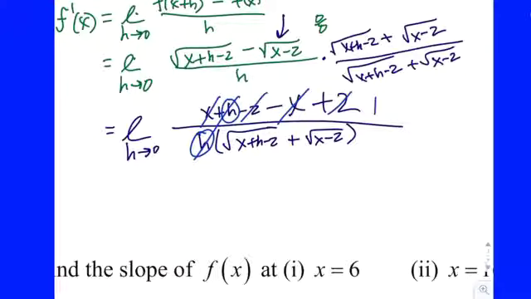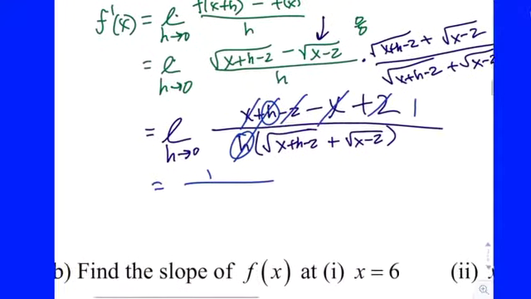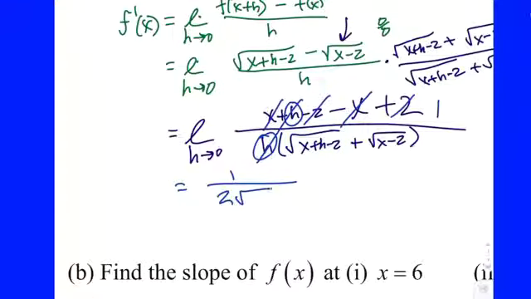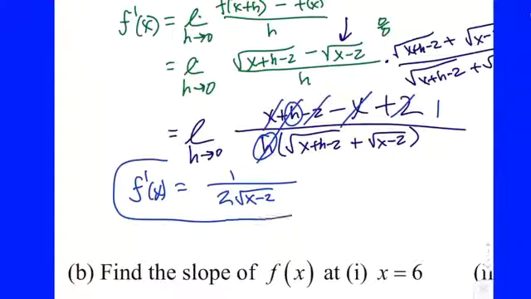So we did a couple things in that line, right? We canceled first, then divided out. And now any h that's left, by the way, that's the average rate of change formula. But now we can plug in a 0 to any h that's left, and we get 1 over the square root of x minus 2 plus the square root of x minus 2, which is 2 square root of x minus 2. And there it is. That's it. We now have the derivative function.